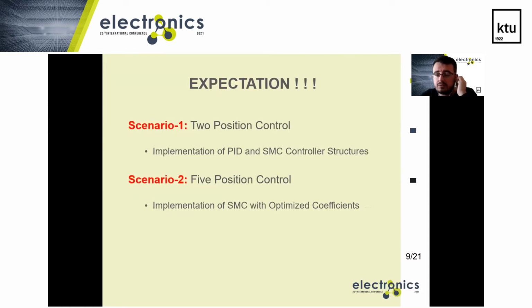Expectation, what we want to do in this study: we have two scenarios for our robot manipulator. The first one is 2-position control, and the second one is 5-position control. For the 2-position control, we try to implement PID and sliding mode controller structures under similar conditions. Scenario 2 focuses on the sliding mode control, where we try to optimize the coefficients of the controller to get better performance for the robot manipulator.